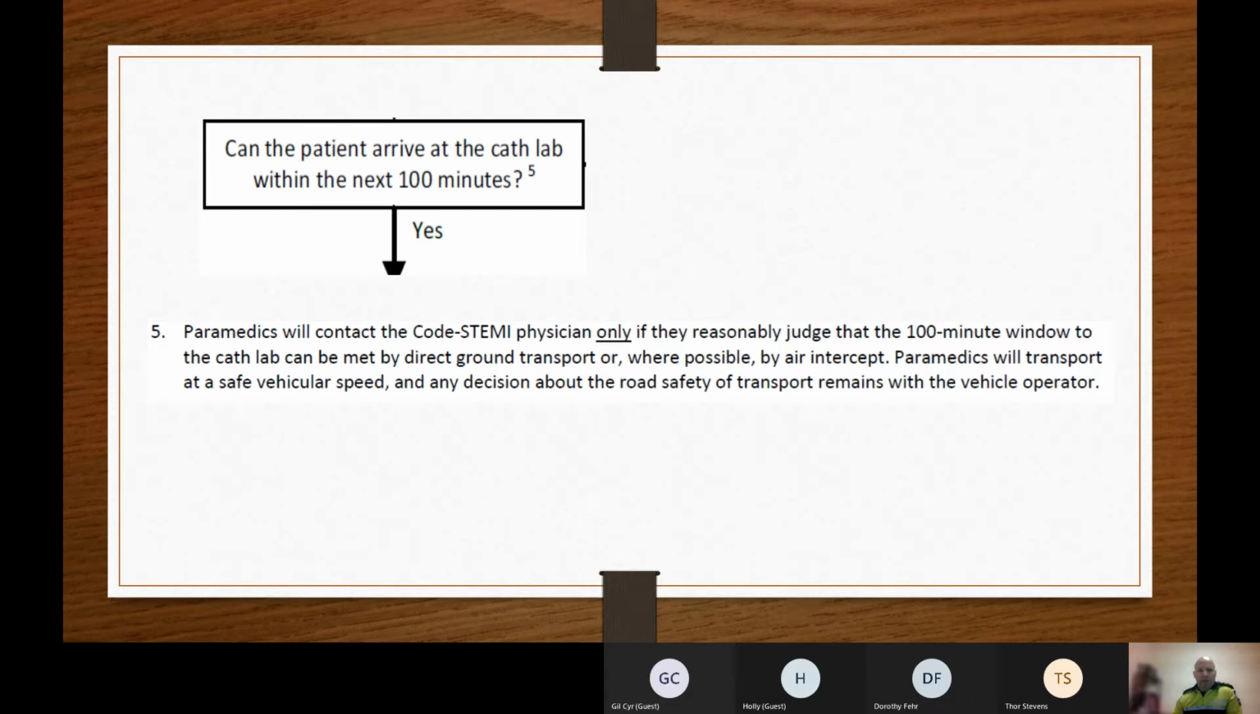Paramedics will transport at a safe vehicular speed, and any decision about road safety or transport remains with the vehicle operator. So even if you could, on a good day, get to St. B within 100 minutes, but it's the middle of the winter, roads are icy, you can't go faster than 30 kilometers, just go to the closest hospital.